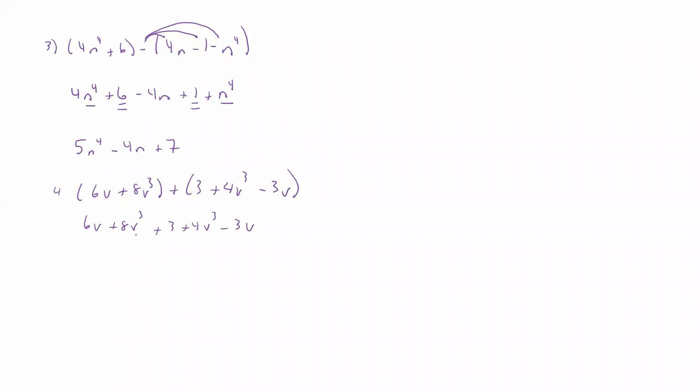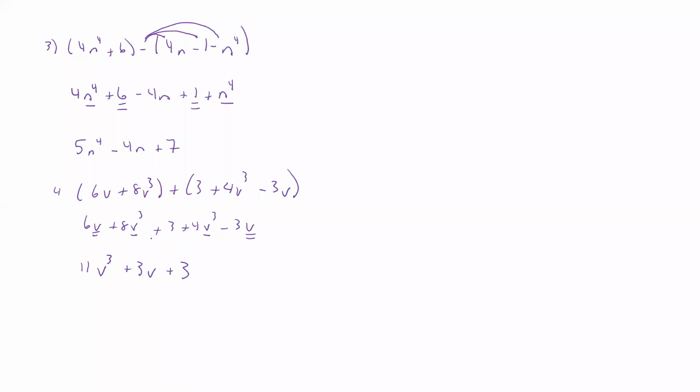And then after that, it looks like we have v's, so that'll be our next term. And after that, we just have a number, so we'll do it last. So we have 8v cubed plus 4v cubed, so that's going to give us 11v cubed. Now 6 minus 3 is going to be plus 3v and then plus 3. And so that's going to be our final answer, oh, wait a minute here. Did I take 8 and 4 and get that? That should be a 12. I don't know what I'm doing here.